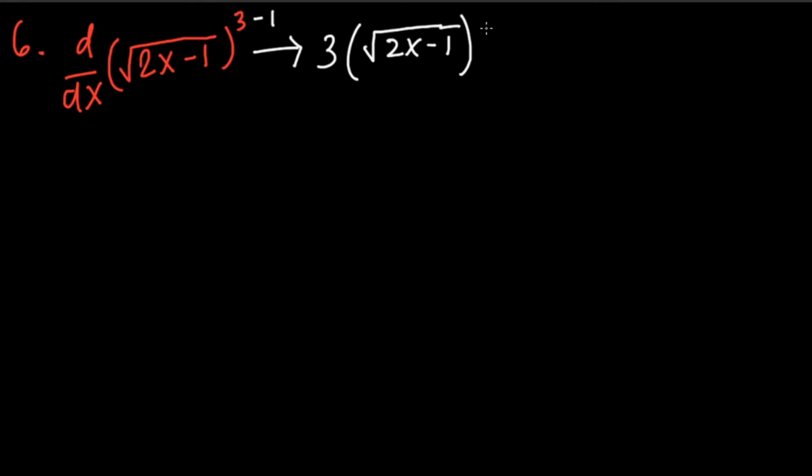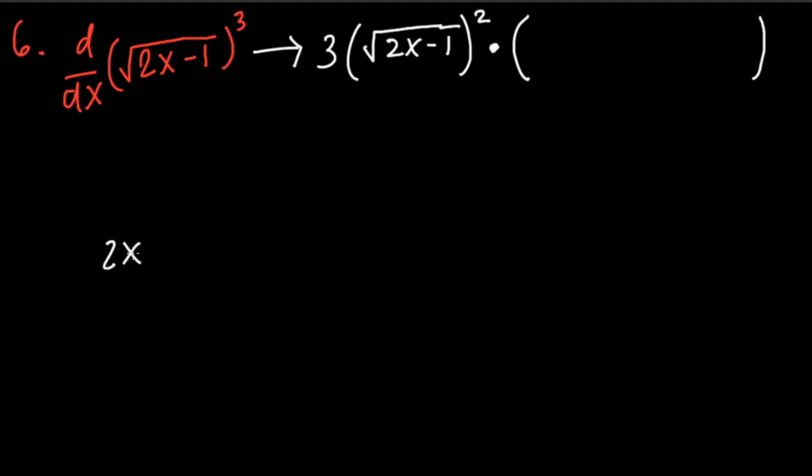And then, times, last step, sa derivative nito. Ngayon, paano mo hahanapin ang derivative ng square root of 2x minus 1? So, paano mo hahanapin derivative nun? E di, i-derive mo gamit chain rule. Kasi, radical siya. So, para mahanap natin kung ano yung ilalagay dito, i-derive muna natin to. So, anong derivative ng square root of 2x minus 1?